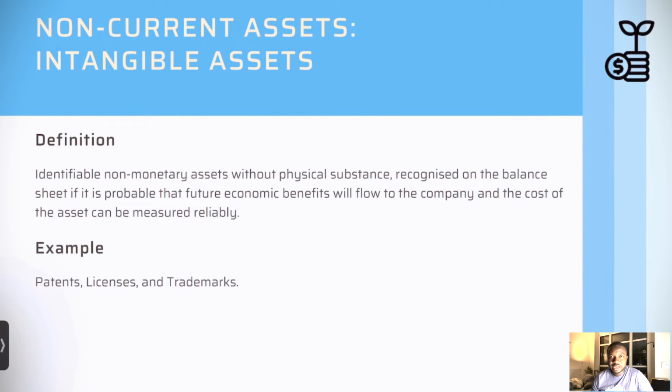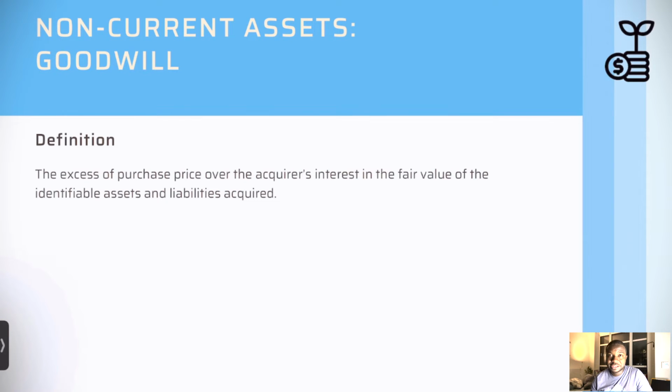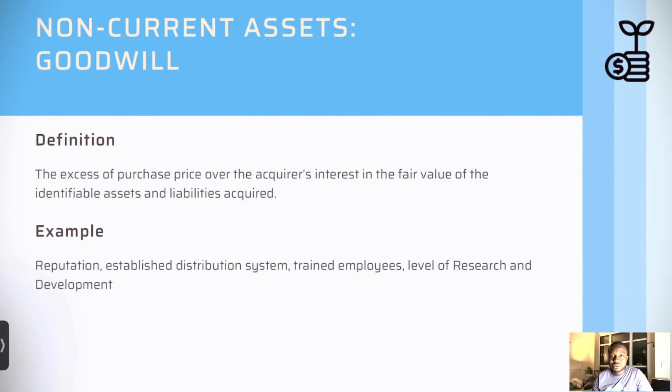The next non-current asset is goodwill. Goodwill is the excess of purchase price over the fair value of identifiable assets and liabilities acquired. Examples of goodwill are good reputation, established distribution system, trained employees, as well as R&D.